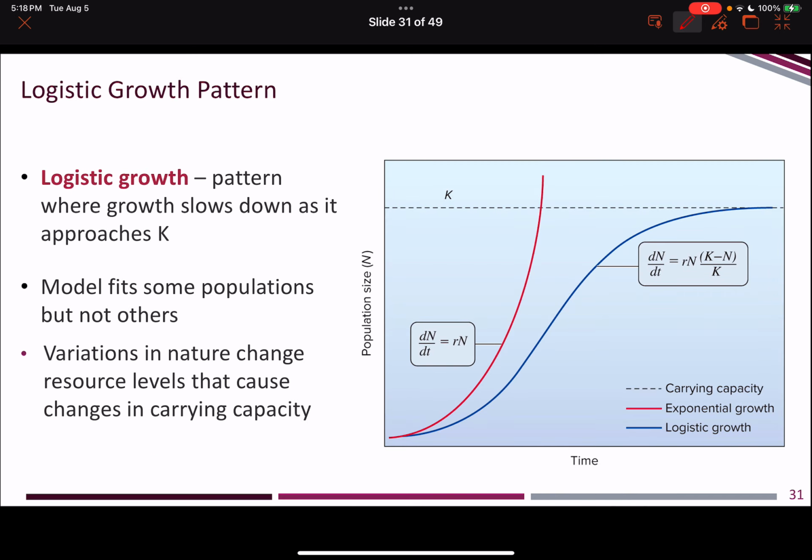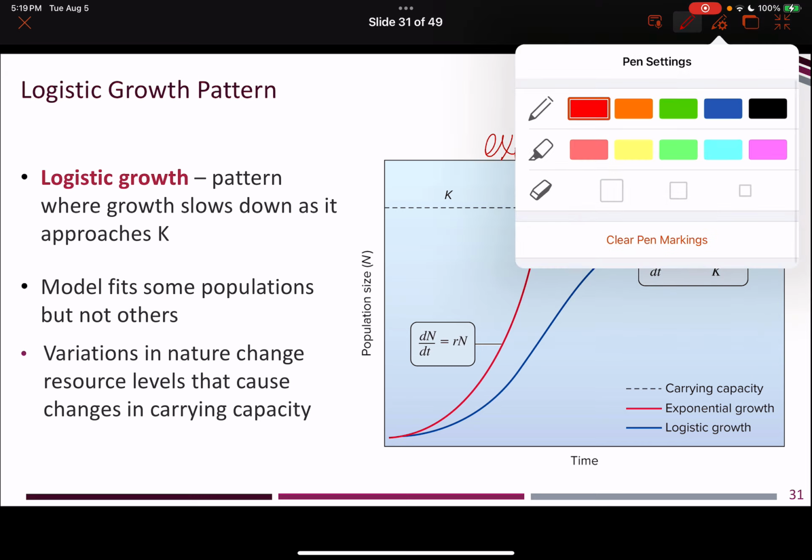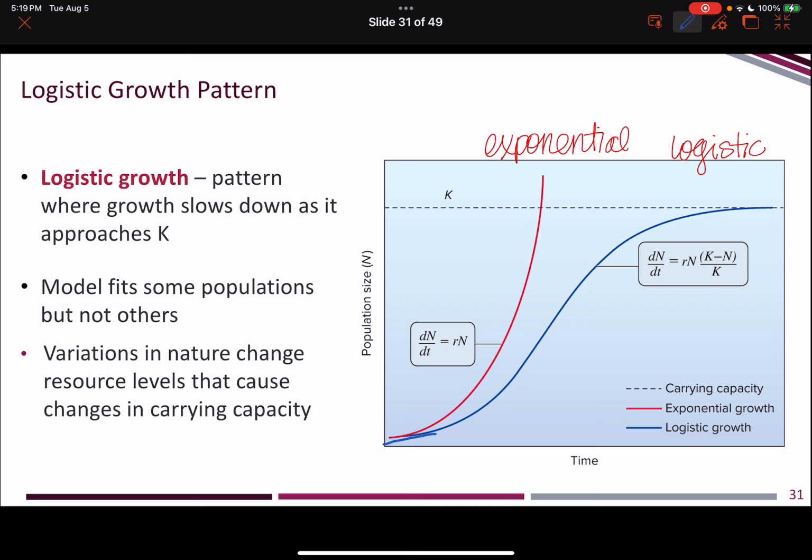So here we have the logistic growth pattern. We've got exponential here for comparison. That's our J-shaped curve. And then over here we have our logistic curve. The general shape of that logistic curve is going to be an S-shaped curve. It's a flattened S, but a bit of an S-shaped curve. So we see the same thing happening. We see the population size starting out slowly, and then as it grows, it actually reaches an exponential growth rate.